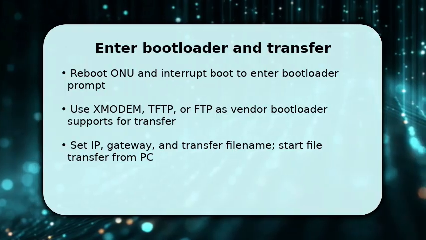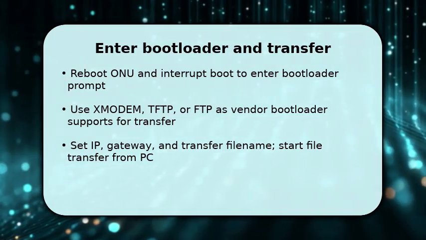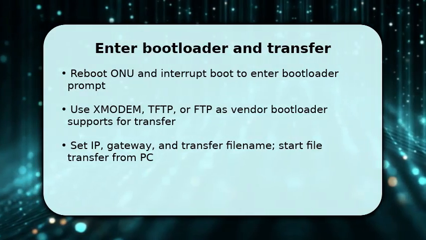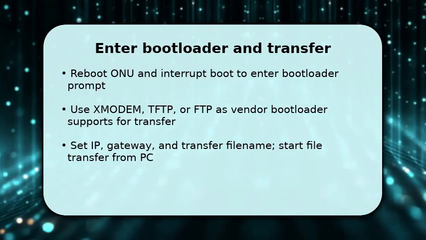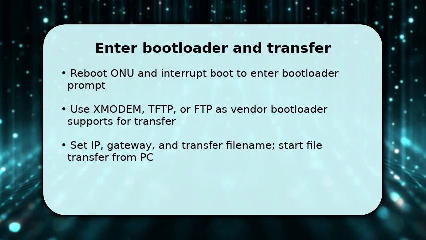Then invoke the appropriate receive command, xmodem-rx for serial or tftp/ftp put for network, point to the firmware file name, and begin transfer. While transferring, watch progress and never power cycle. If transfer stalls, abort and retry with verified settings.